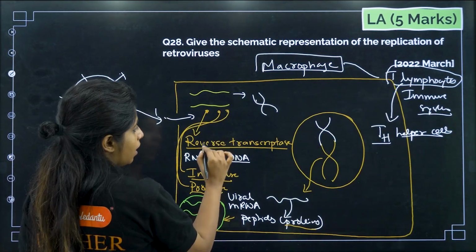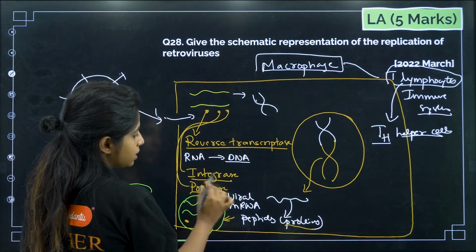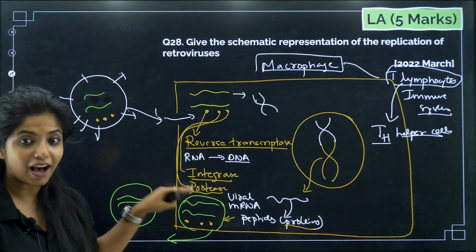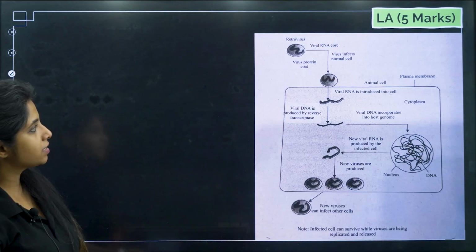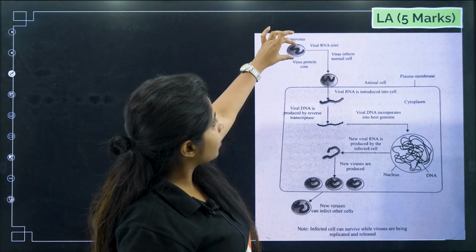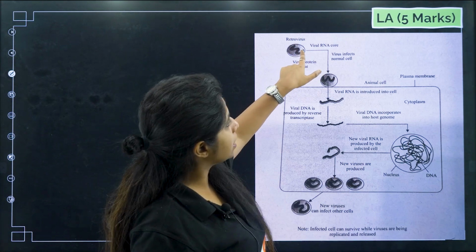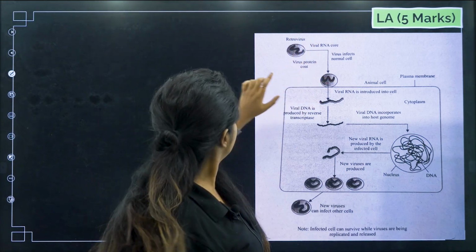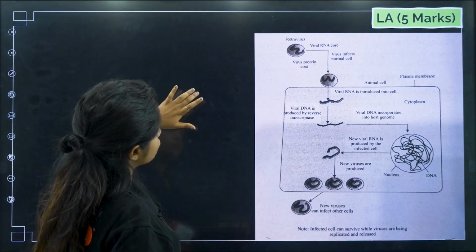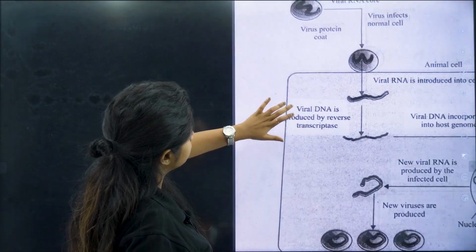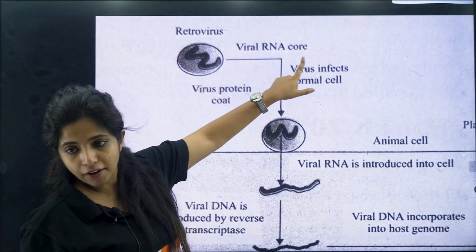And these are the enzymes: reverse transcriptase, integrase and protease. It is causing RIP for our cells. And this is how it actually looks. So this is a retrovirus. This is the viral RNA core. Okay, there is RNA over here. Wait, I'll just zoom in and show. Okay, the viral RNA core is there.